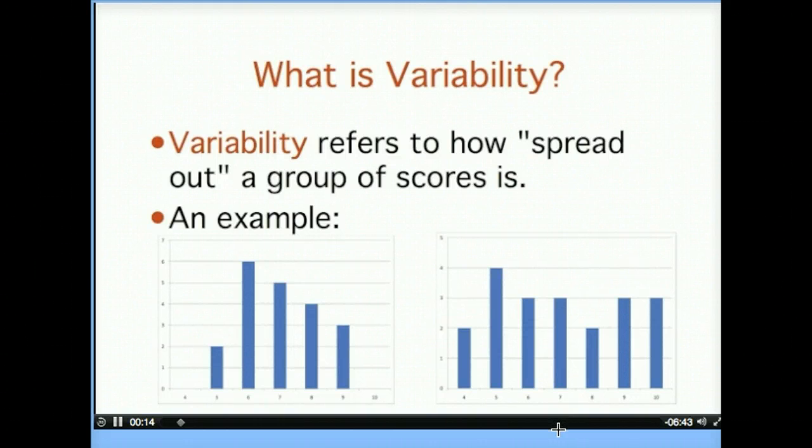Although they both have means of 7, it is obvious that the distributions are quite different. Specifically, the scores on the left graph are less spread out than those on the right graph. Said a different way, the differences among students are much less on the left graph than on the right graph.